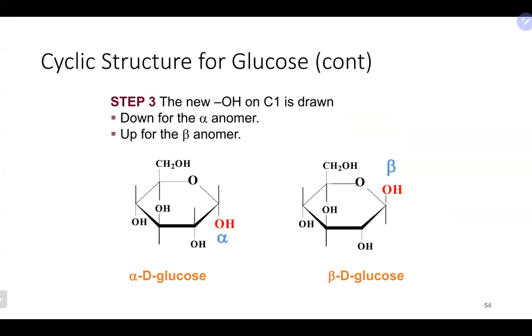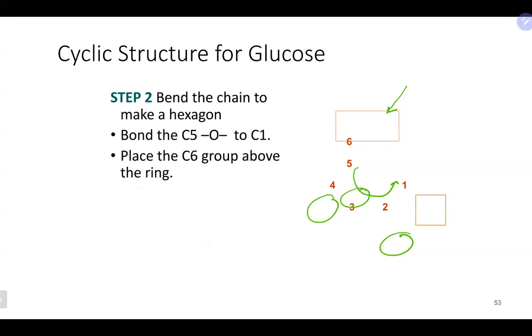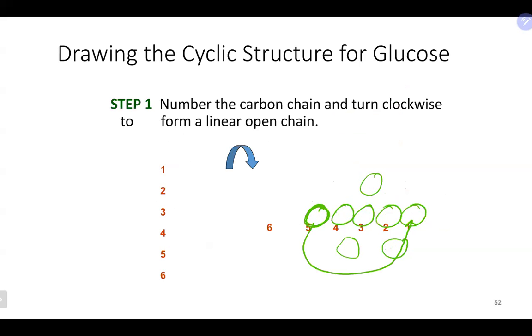And again, like I said, if you're asked to draw the alpha, you would put that last OH group on the bottom. And if you were asked to draw the beta anomer, you would do the last OH up on top. Questions on that? All right. Well, I did one. Let's try you do one here. I'll go back here.